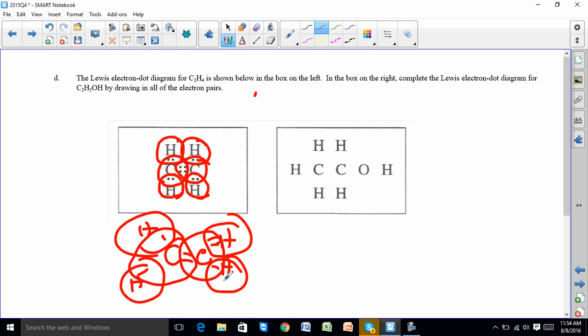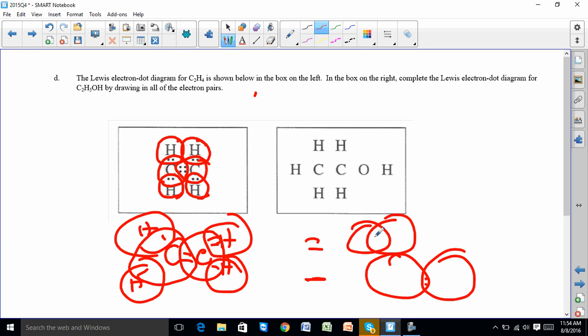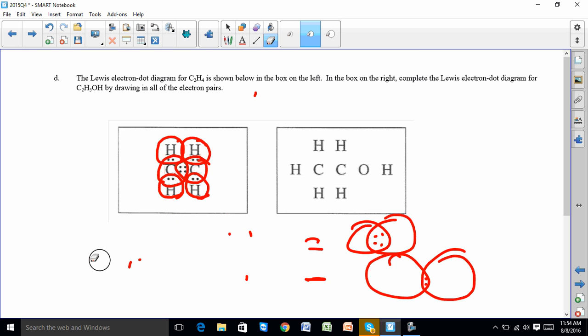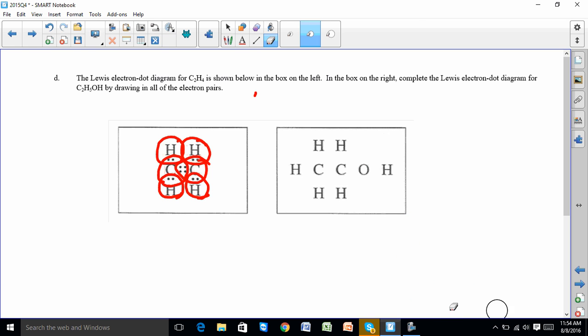Now remember, think of this line as a little tiny Venn diagram. A single bond means a shared pair of electrons. A double bond means 2 shared pair of electrons. I don't like this dot stuff, but you got to know that it all comes back to this. So the question is, I'm going to switch colors.